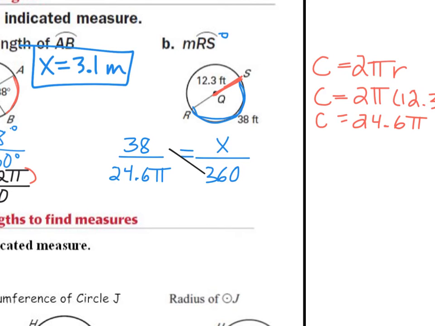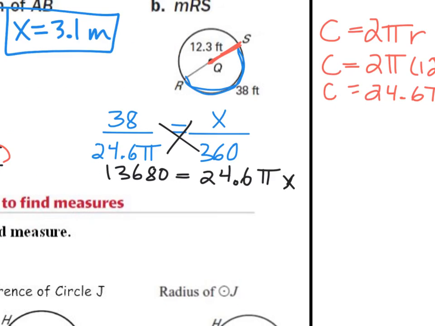Oh, it's a large number and I don't know what it is. 13,680 equals 24.6 pi times x. You have to solve for x.